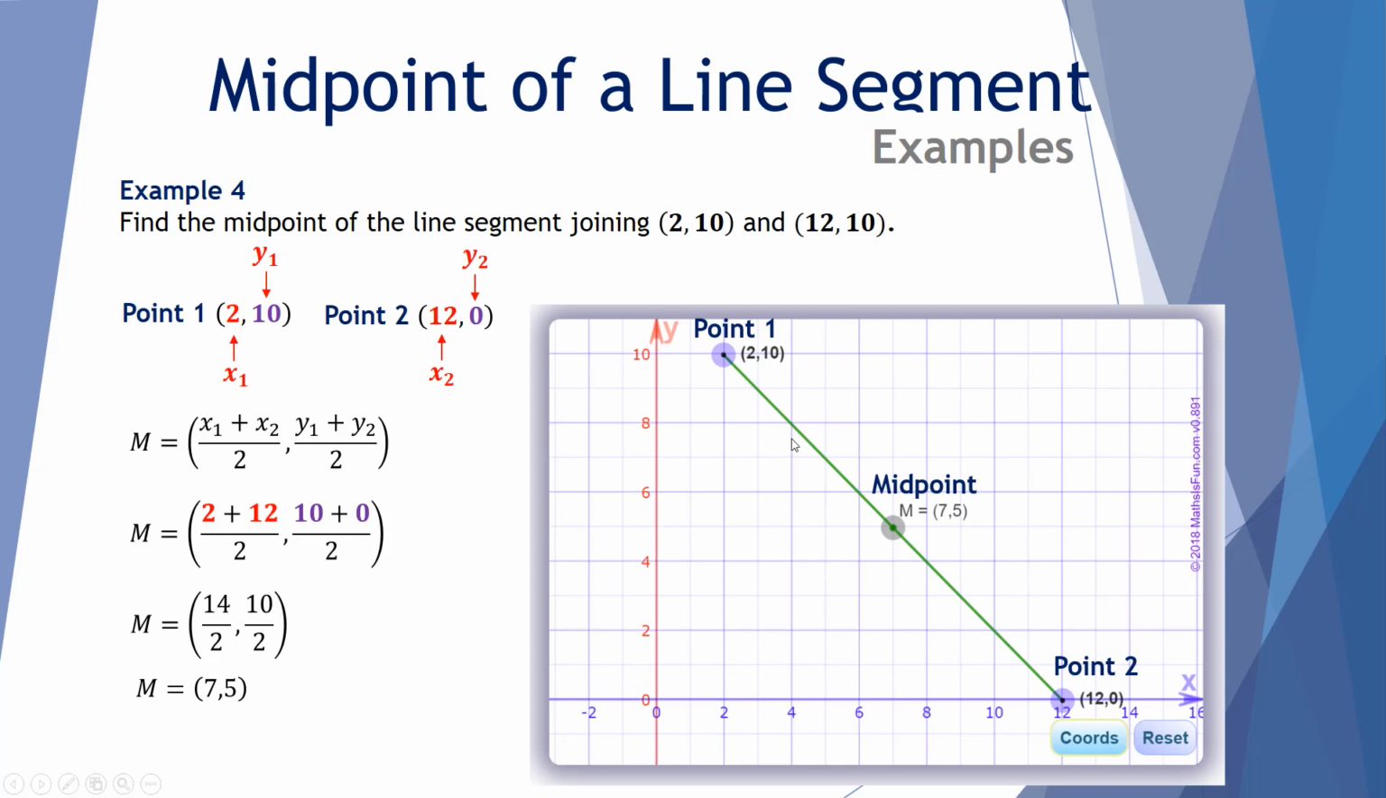So here's our graphical representation. Point number 1 has the coordinates of (2, 10). Point number 2 has the coordinates of (12, 0). And the midpoint has the coordinates x equals 7 and y equals 5, as calculated by our formula.